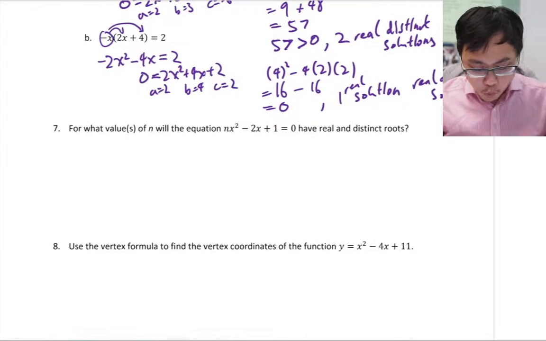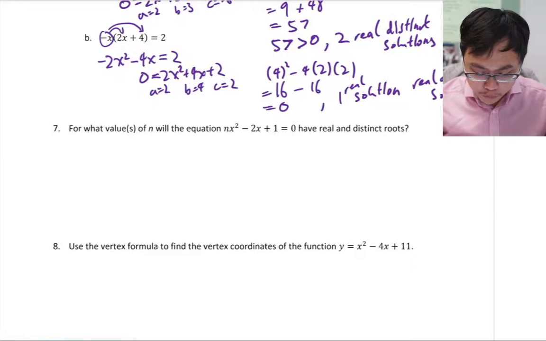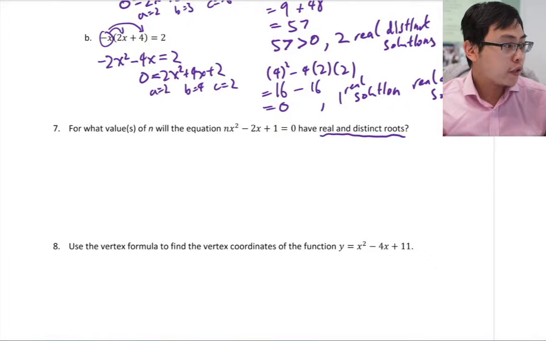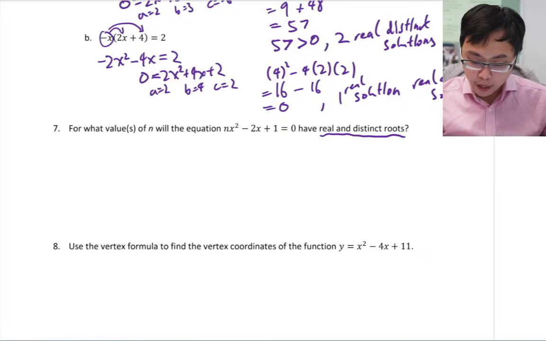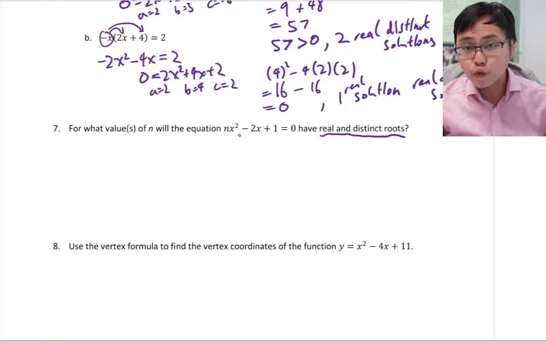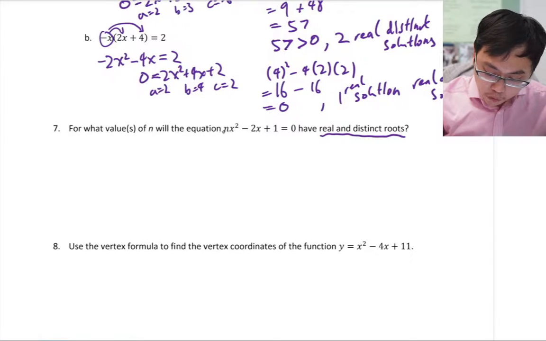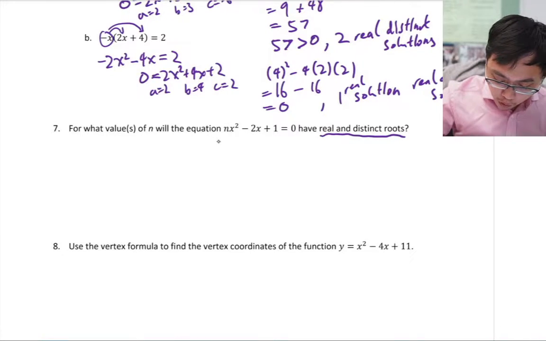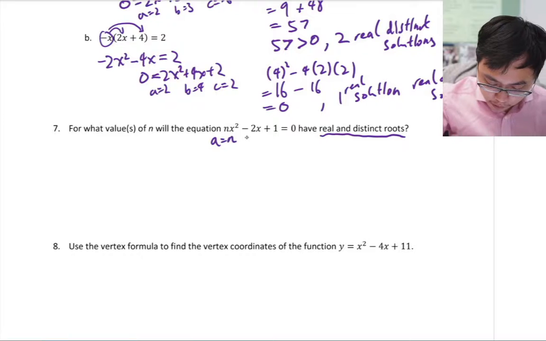Question 7: for what values of n will the equation have real and distinct roots? Real and distinct roots means that the discriminant is greater than 0. So we want b squared minus 4ac to be greater than 0. We don't know what a is, the value of a is n. So a is equal to n, b is equal to minus 2, and c is equal to 1.